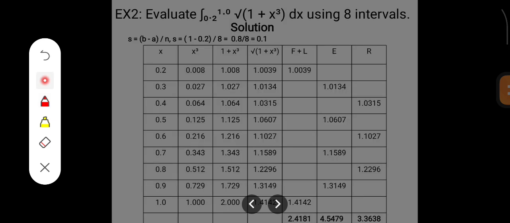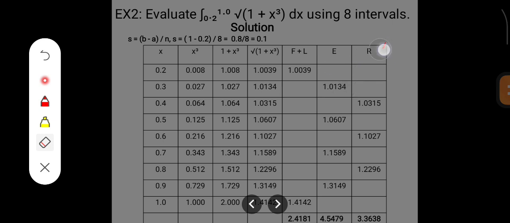For example 2, it says evaluate the definite integral from 0.2 to 1.0 of square root of open bracket 1 plus s power 3 close bracket ds using 8 sub intervals. So solution, we need to calculate our step size s using the formula b minus a divided by n. Now our n, the number of intervals, is equal to 8. Now our b, the higher boundary, is 1 minus the lower boundary, which is 0.2. So 1 minus 0.2 gives 0.8 divided by 8, that is 0.1.